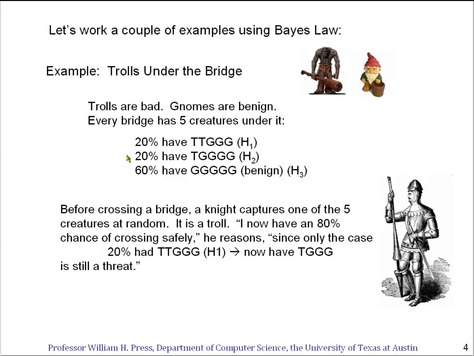And in this case, which happens in 20% of bridges, there is just 1 troll, and I just caught him. So I only have to worry about this case, the 20% case where there were originally 2 trolls under the bridge. And therefore, we get the knight's conclusion that he has an 80% chance of crossing safely. In other words, that the bridge satisfies hypothesis 1. Is this right? How could it be wrong? He's eliminated one way or another these cases, and the remaining case is only 20%.